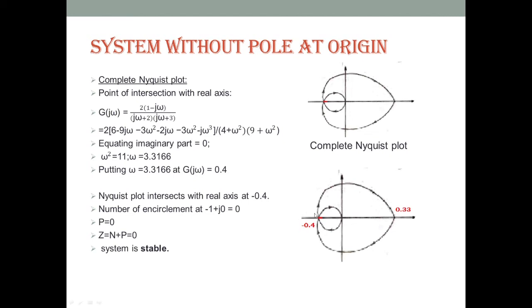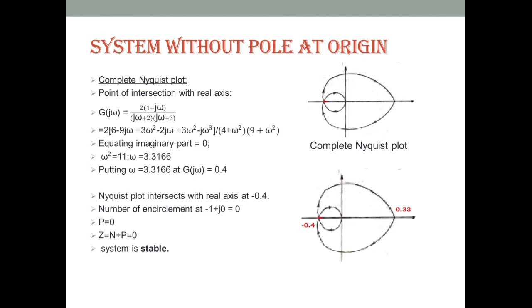The Nyquist plot intersects the real axis at minus 0.4. So the minus 1 plus j0 point is not located within this region; it is outside of it. That means the number of encirclements of the minus 1 plus j0 point is always 0 for this problem.